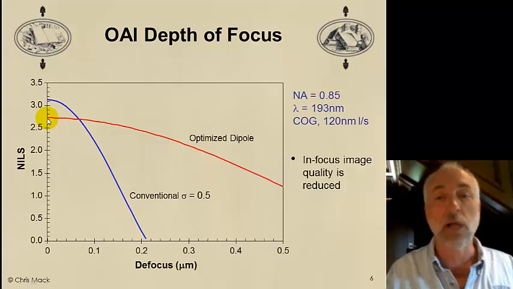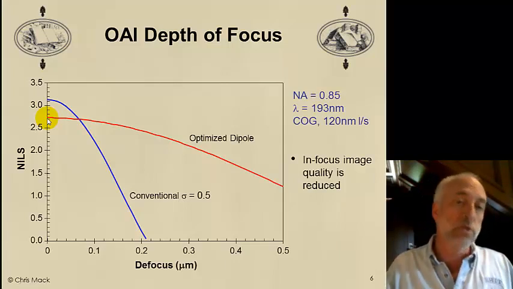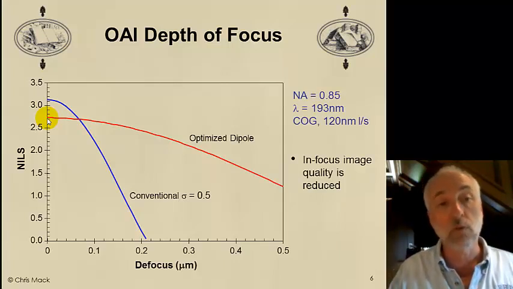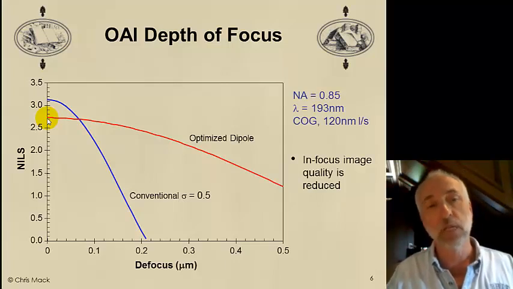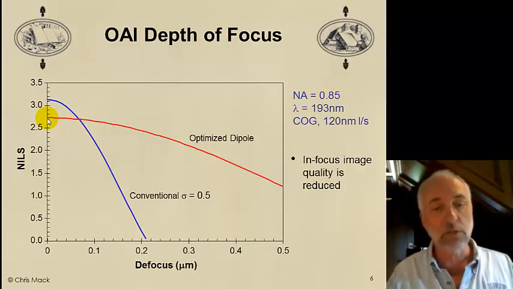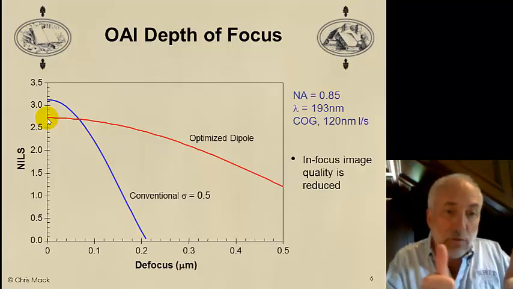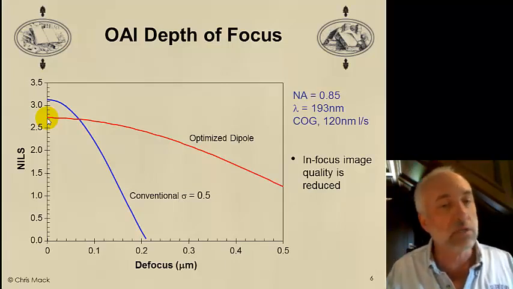I see that the quality of the image is reduced. This is exactly what we said would happen. I'm losing one of the first diffracted orders, and so the NILS, the quality of the image, goes down because of that. However, because I'm using this optimized tilted illumination, the 0 and the first order about an equal distance away from the center of the lens, I have minimum sensitivity to focus errors.